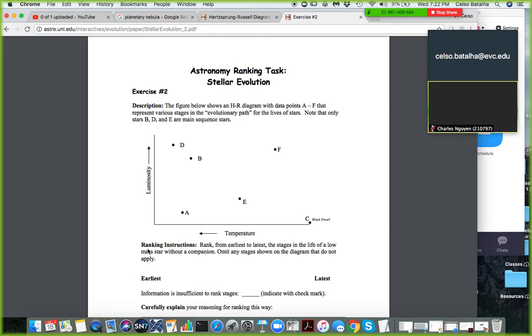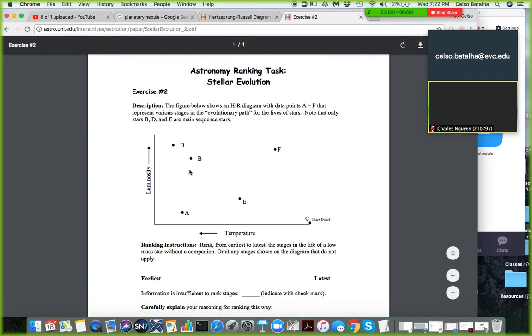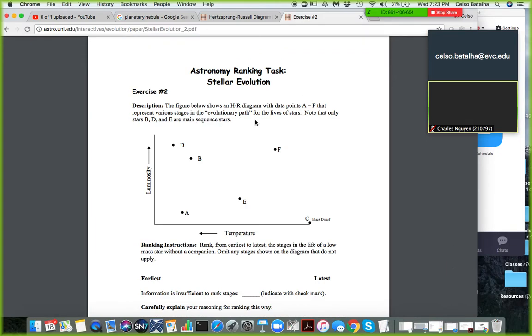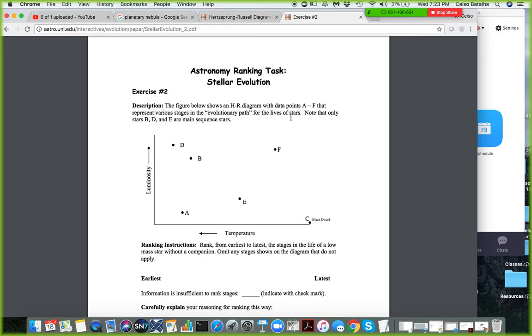The figure below shows an HR diagram with data points A to F, A, B, C, D, E, F, that represent various stages in the evolutionary path for the lives of stars. Note that only stars B, D, and E are main sequence. So B, D, and E are main sequences. Well, that's a tough one. I have difficulty, I can see the numbers.